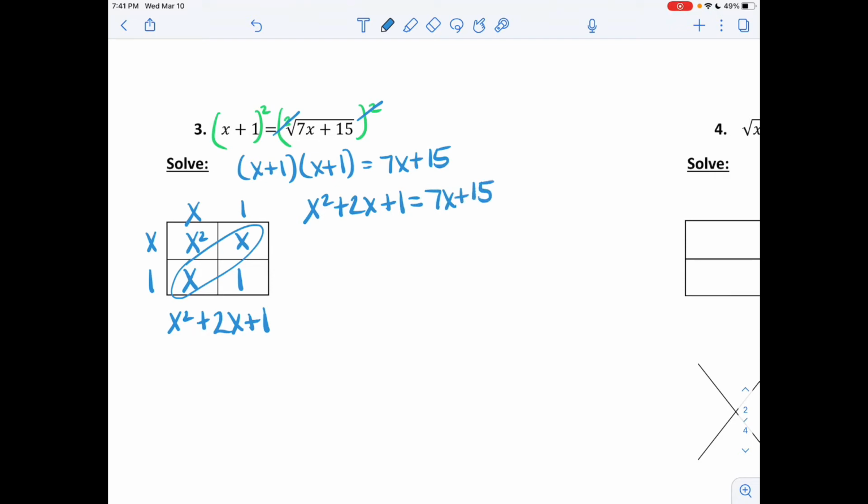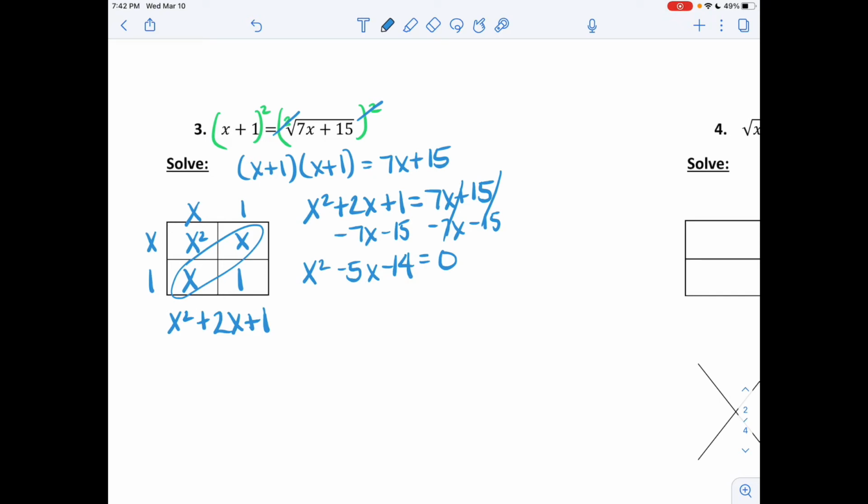We need to continue solving, and so to do that, I notice that I have an x squared, and I'm going to have to deal with that by solving a quadratic. But the first thing that we need to do when solving a quadratic is get it equal to 0 on one side. That means that I need to subtract 7x from both sides, and I need to subtract 15 from both sides. That will cancel, leaving me with just a 0 here. I'm going to have x squared minus 5x minus 14.